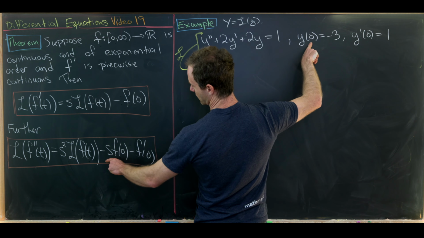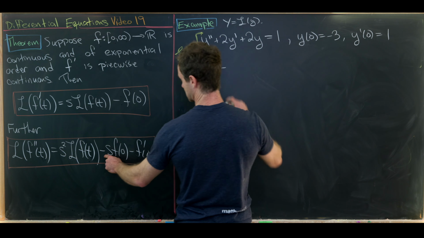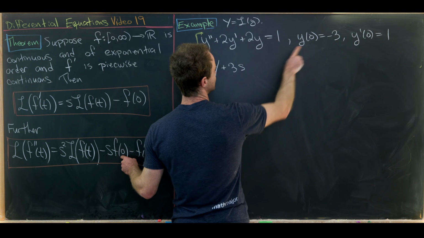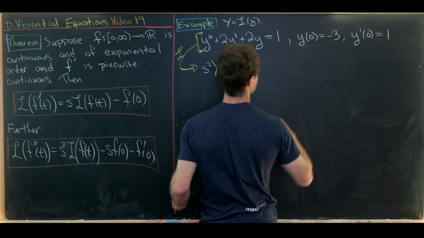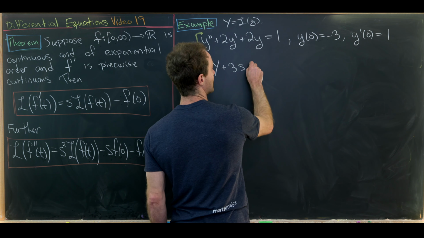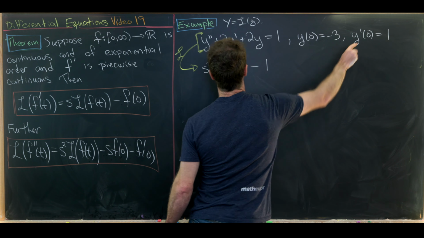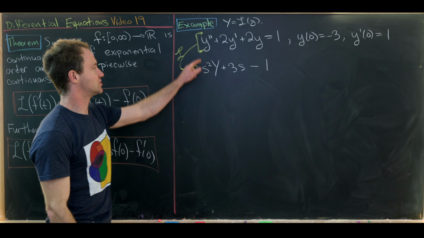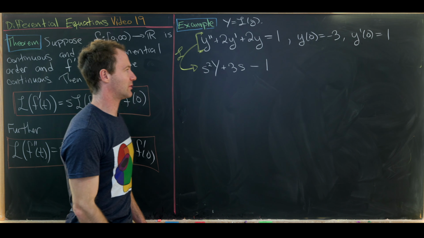So next up, we'll have minus s times y of 0, but that'll give us plus 3 times s because the minus sign cancels. So that's from that part. And then we'll have minus 1. That'll be from this part right here, from this part of this formula. So just to reiterate, that's what happened to our y double prime.